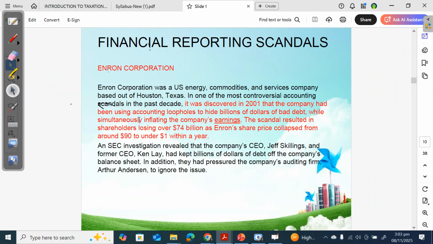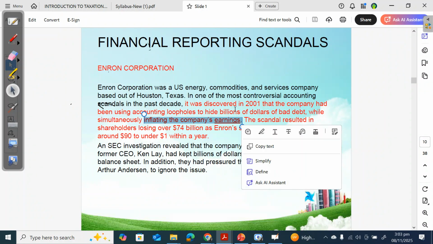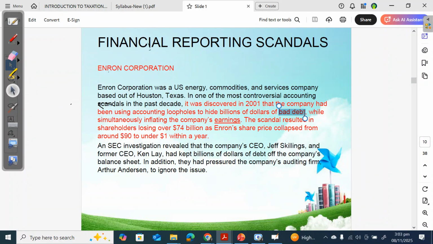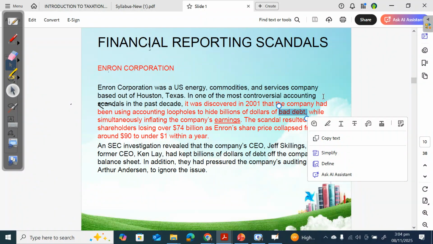So they were inflating the company's earnings. They were always trying to look good before the investors, trying to inflate their profit, their revenue, so investors will be happy that, oh, the company is doing well. And they were also hiding bad debts. They were hiding bad debts because they were entering into risky transactions and deals.